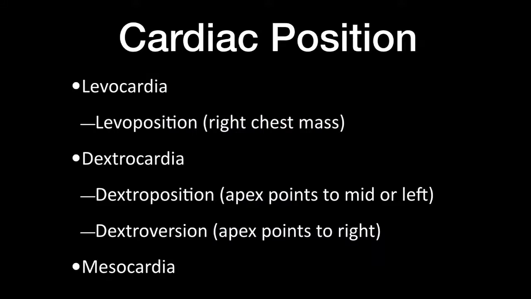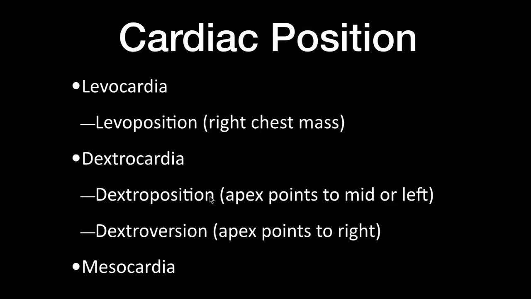Next, you look at cardiac position. Where is the heart in the chest? The normal position is in the left chest, right? But that's levocardia. But within levocardia, there's some abnormality. So the heart could be further pushed to the left chest if you have a right chest mass that pushes the heart in the chest. Or the heart could be in the right side of the chest. Then there are two terms here to know.